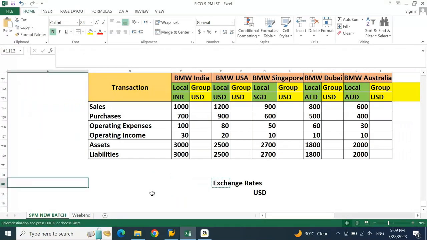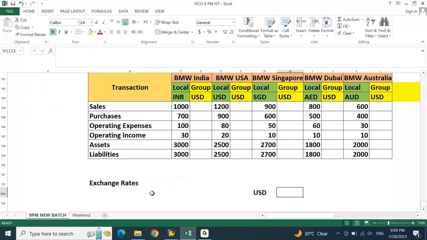I'll write here. I'm just taking imaginary figures. For INR, I will take the exchange rate as 80. For dollar, since it is the dollar, I'll take this as 1. Singapore dollar, let's take some 40.